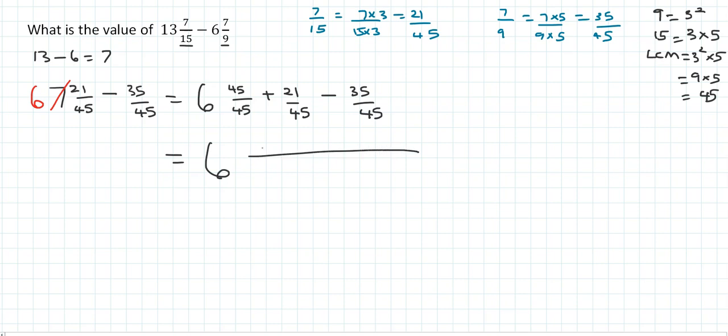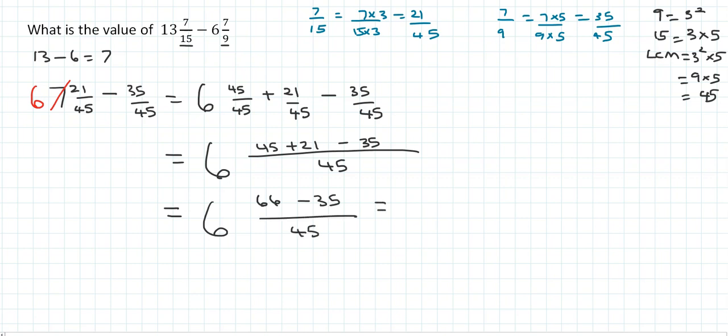Now let's go ahead and express it. 45 plus 21 minus 35 over 45. So now we have 45 plus 21 is 66 minus 35 over 45. 66 minus 35 is going to give us 31 over 45. So that is our answer.